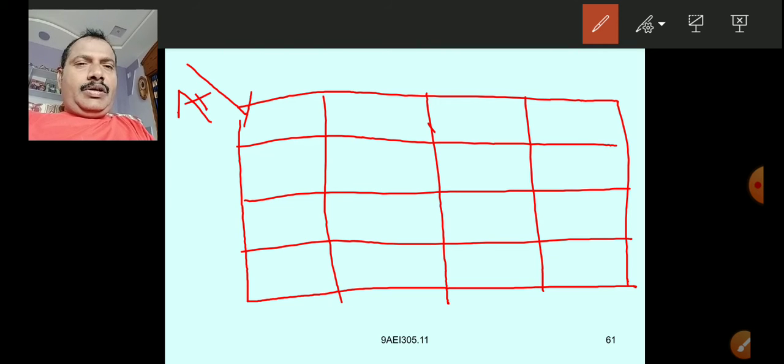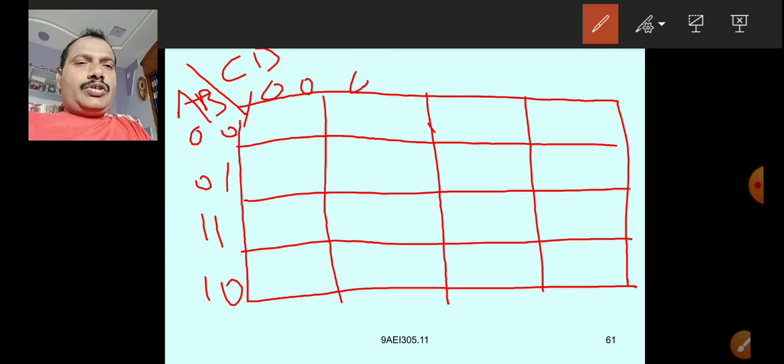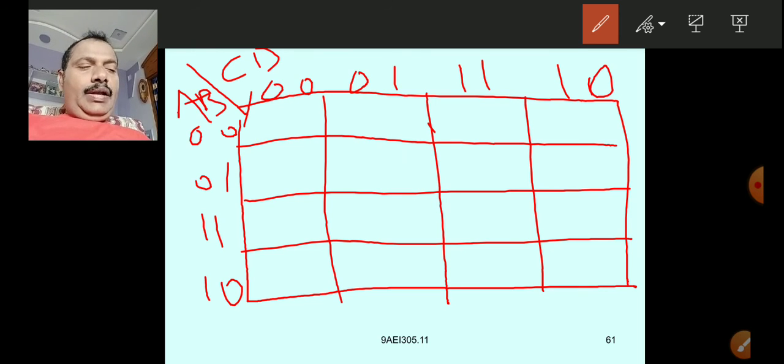A, B, C, D. Let us write combinations 0 0, 0 1, 1 0, 1 1. In columns also 0 0, 0 1, 1 0, 1 1. Let us fill the min-term values once in the respective cells.